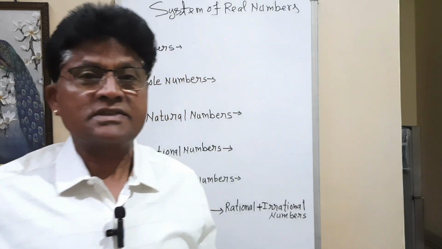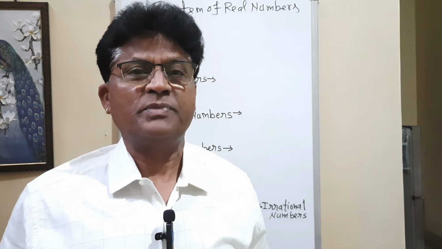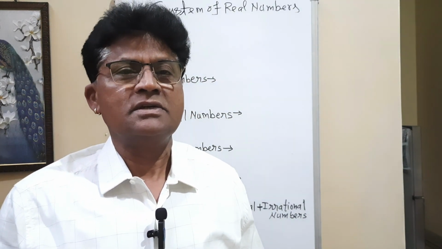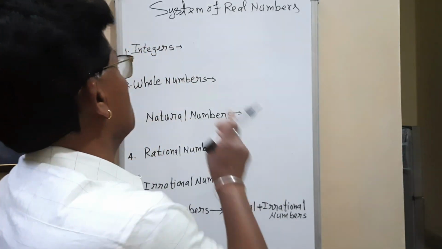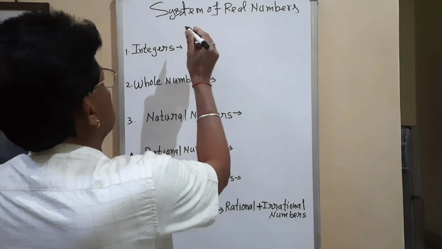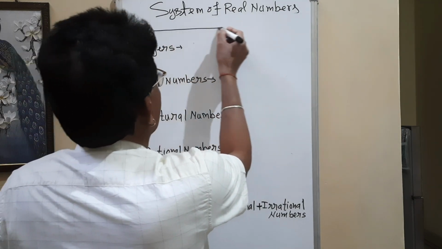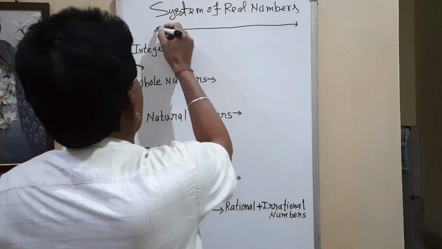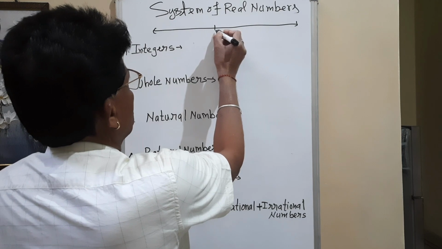We are going to discuss the very important part of mathematics where the students always feel the problems, that is the system of real numbers. First of all, I will discuss the integers by using the number line. This is a number line and I will take the fixed point that is to be denoted by 0.